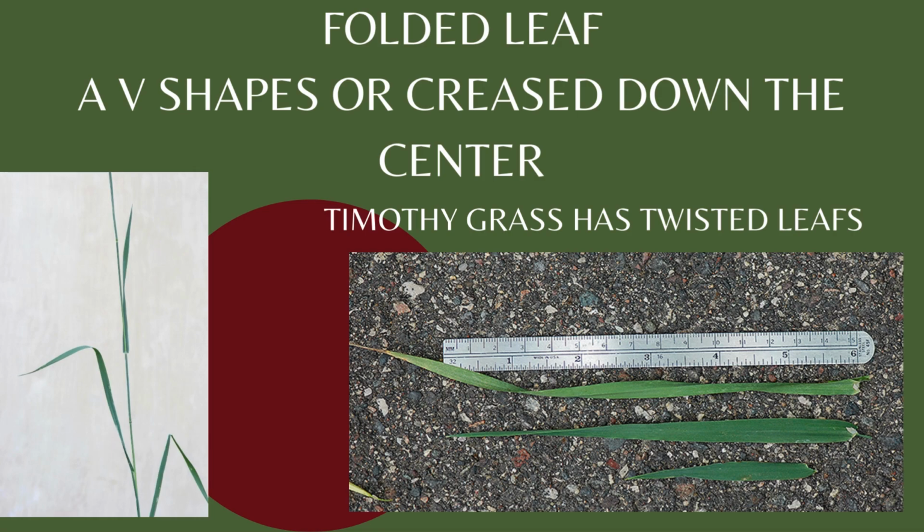Okay, so we're going to talk about folded leaves. There's leaves that have V shapes or creases down the center. This always looks kind of like something else did it, like either the wind twisted the leaves, like in Timothy grass, or something bent the leaves. So you need to be aware of what the plant is supposed to look like and what the identifier is. Like with Timothy grass, it always looks a little twisted. It always looks like the wind did it, but all the leaves will be twisted.